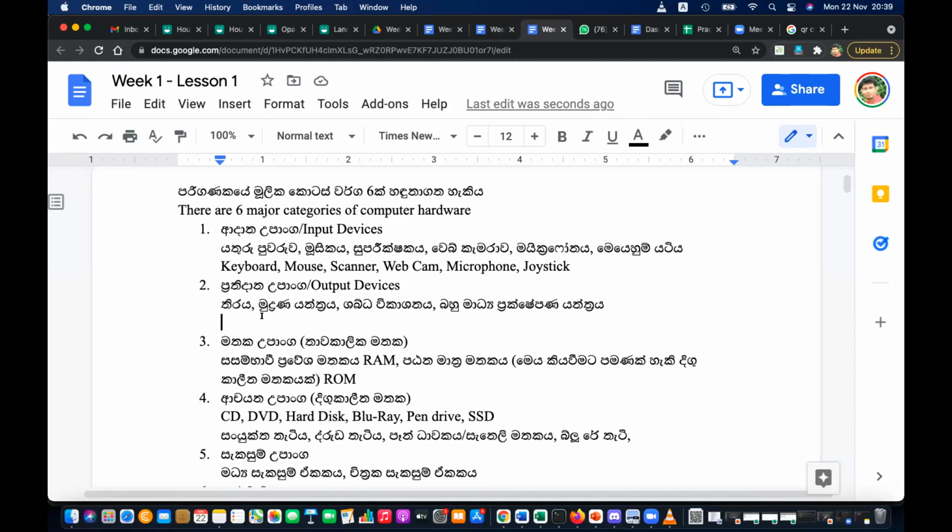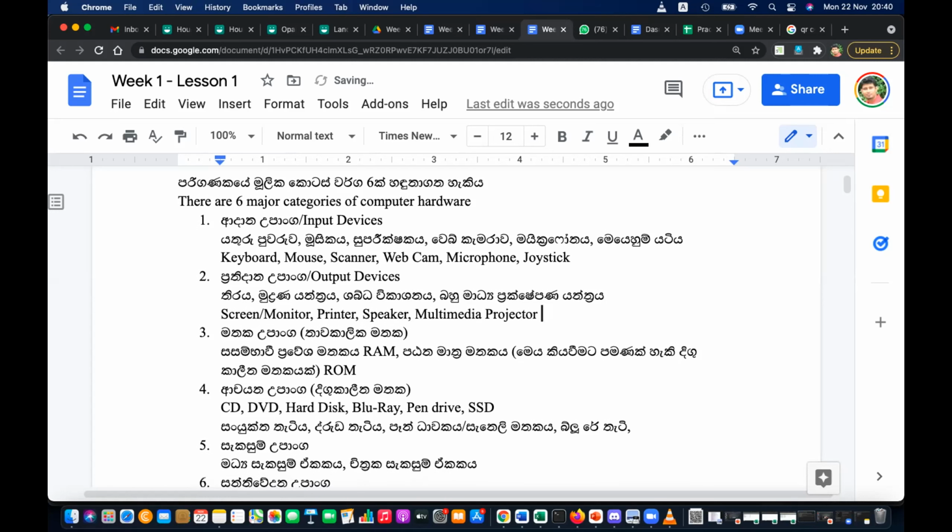Okay, what are the output devices? Screen or monitor. Speakers. Then printer. Plotter. Then multimedia projector. So those are the output devices.